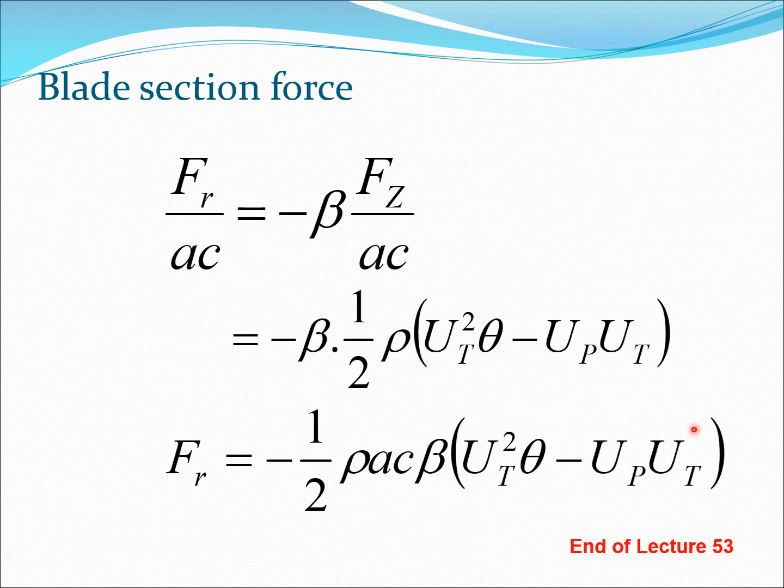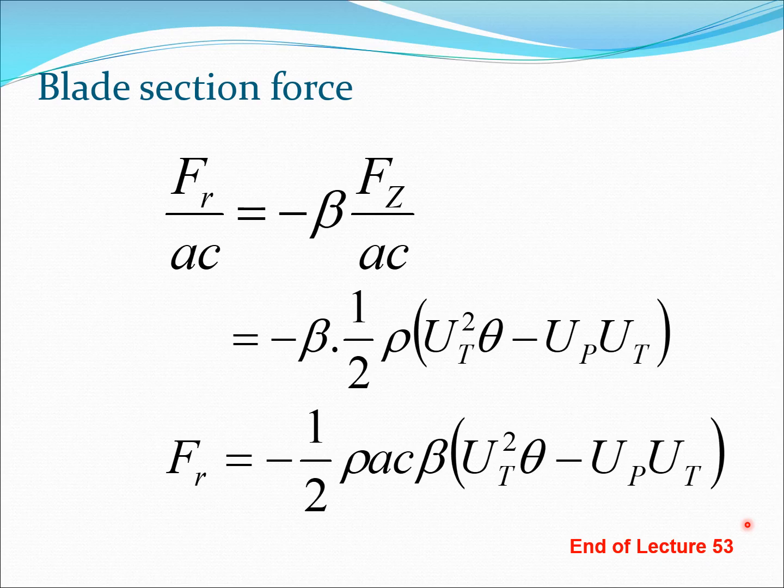So now we have very compact expressions. So for FR we get a similar term. So already we obtained the term for FZ. So we substitute that here. So we get this term for the FR value. So now we essentially have used blade element theory to get all these terms for the forces or the section forces in forward flight.